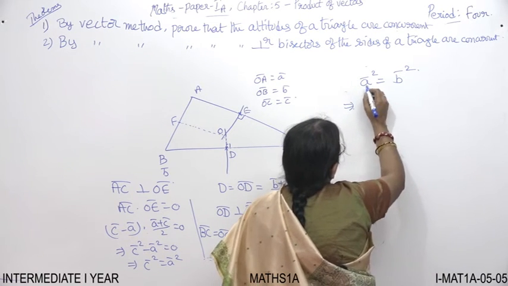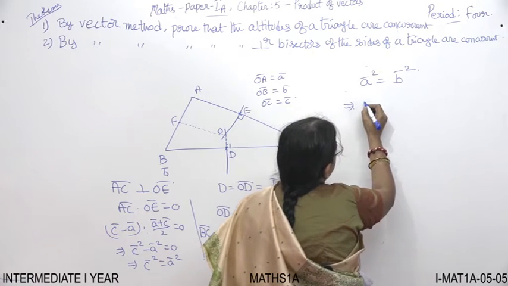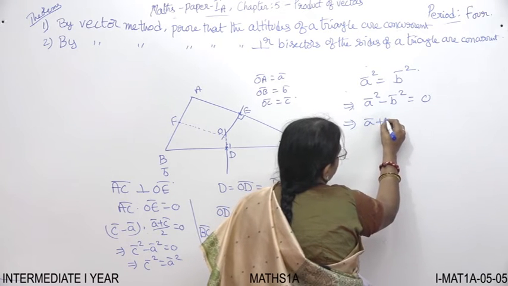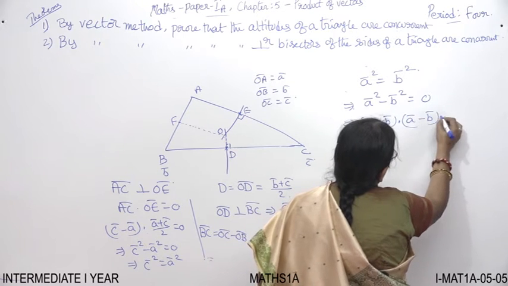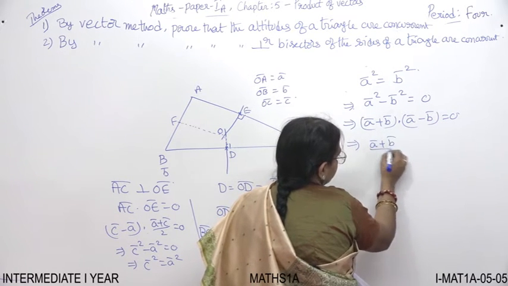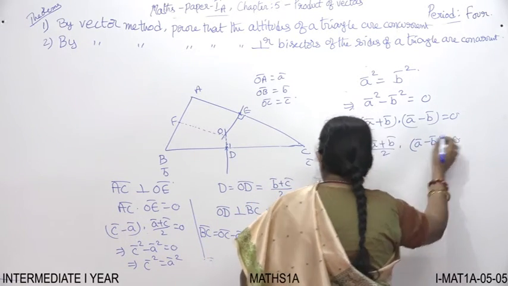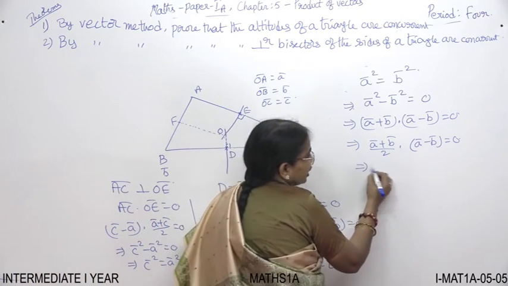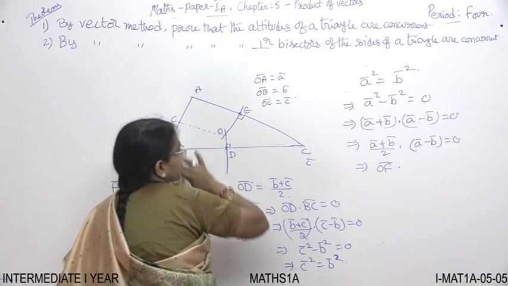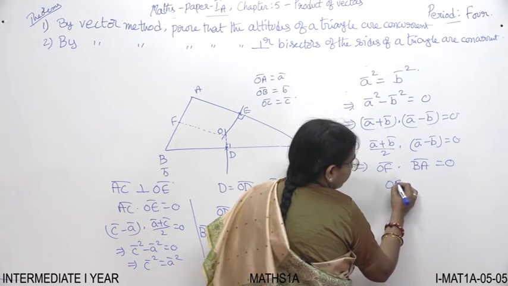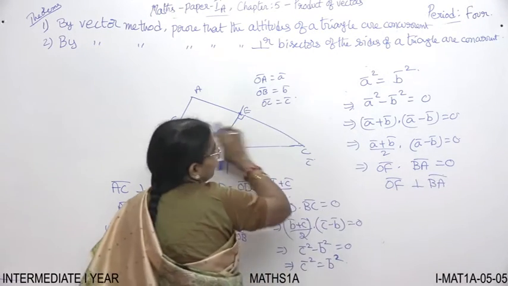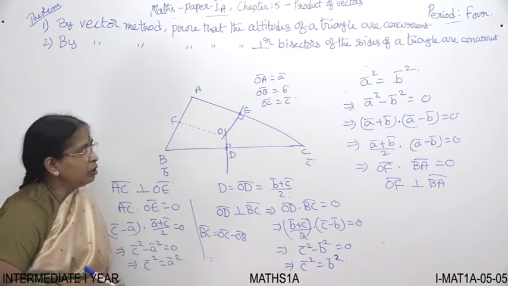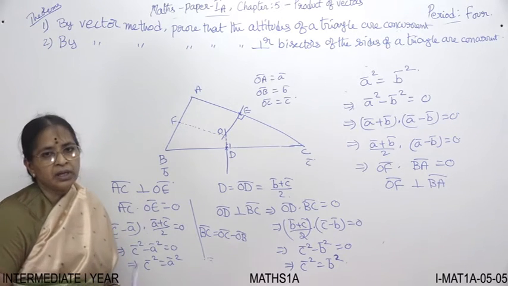Now you can write A square minus B square is equal to 0, or A plus B dot A minus B is equal to 0. Or you can write A plus B by 2 dot A minus B is equal to 0. We are trying to get it in this form so that A plus B by 2 is nothing but the position vector of F, OF. So that means OF dot BA is equal to 0, since A minus B means the BA vector. So OF is perpendicular to BA, and F is the midpoint. So the perpendicular bisector of AB also passes through O, and all three are concurrent at O. Like this we prove this property by vector method.